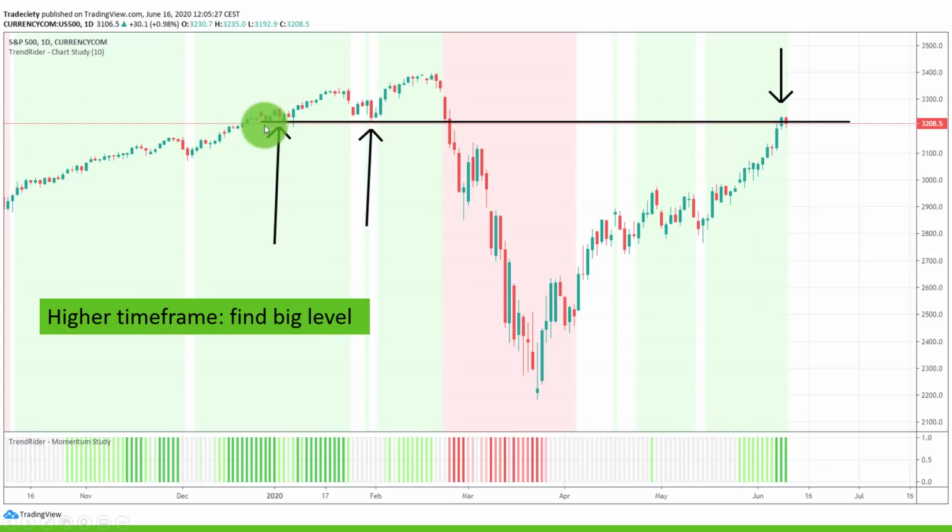So on the daily time frame, again, we are looking for key support and resistance levels. We see that the market here on the left-hand side has a very big support level that caused multiple bounces in the past. And now the market is back at the level after a huge rally. So that's always what we want to see. We want to see an overextended market, and we want to see that the market arrives at a key resistance and support level that may improve our odds significantly.